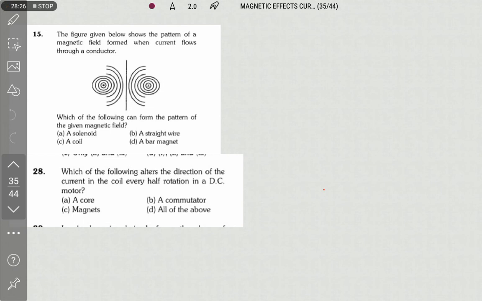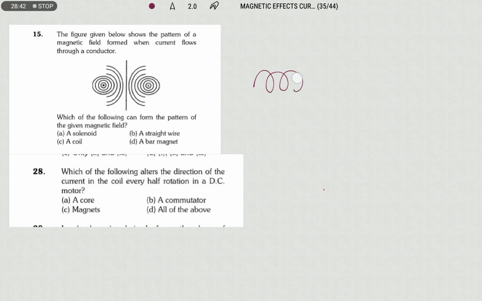The figure given below shows the pattern of a magnetic field formed when current flows through a conductor. What kind of conductor are they asking about? Solenoid, straight conductor, a coil, a bar magnet. A solenoid is a very long insulated copper wire wound on a cylindrical structure. The field line pattern around the solenoid will be like this. But our given pattern is not like this, so it is not a solenoid.